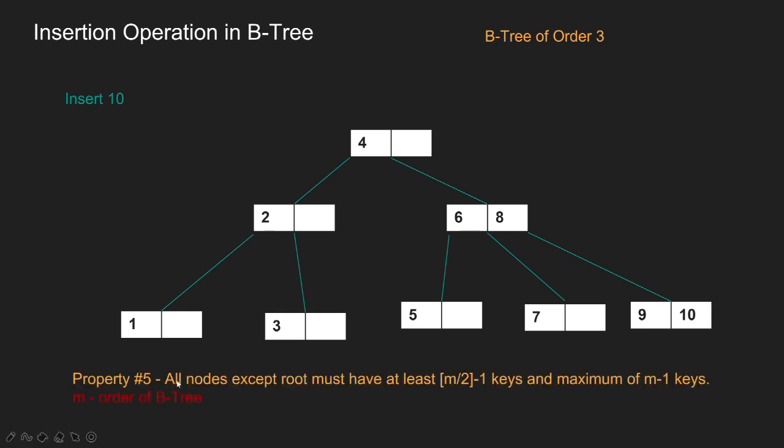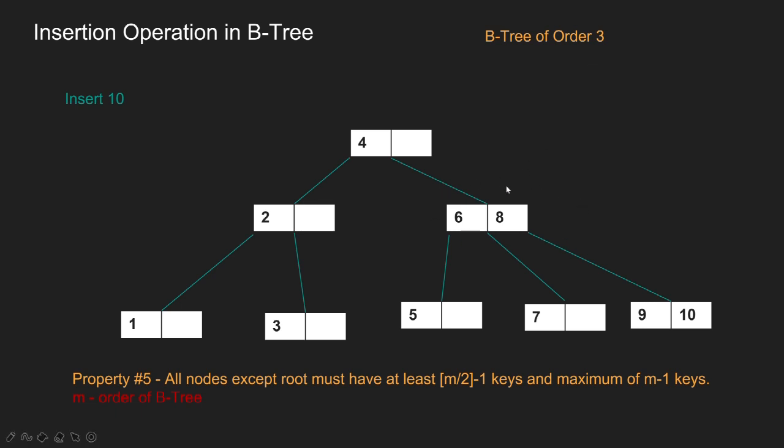Now let's try to understand this property better. All nodes except the root must have at least m divided by 2 minus 1 keys. So m is the order of the B-tree. In this example, we can see this is a B-tree of order 3.